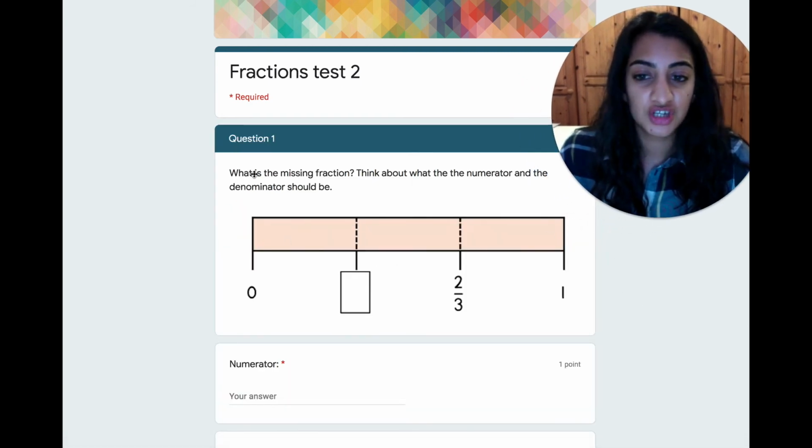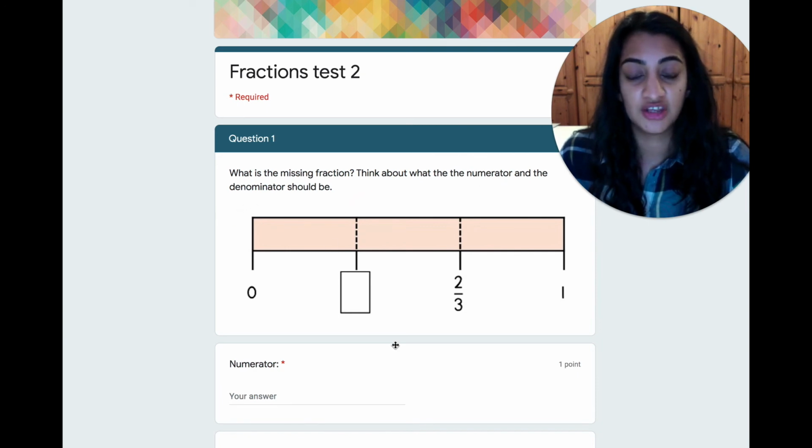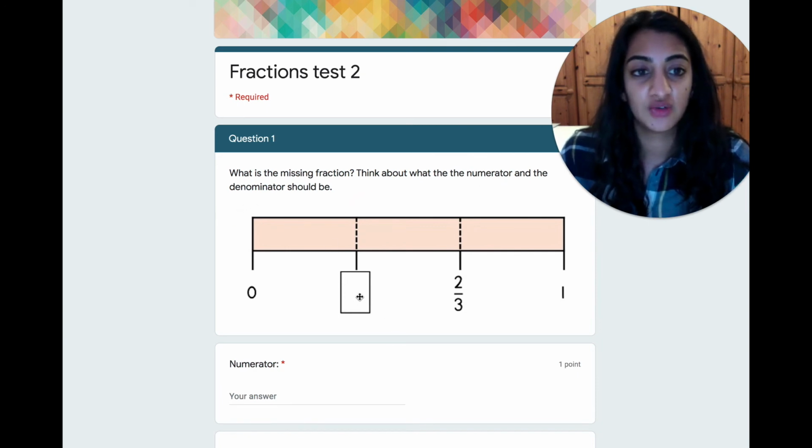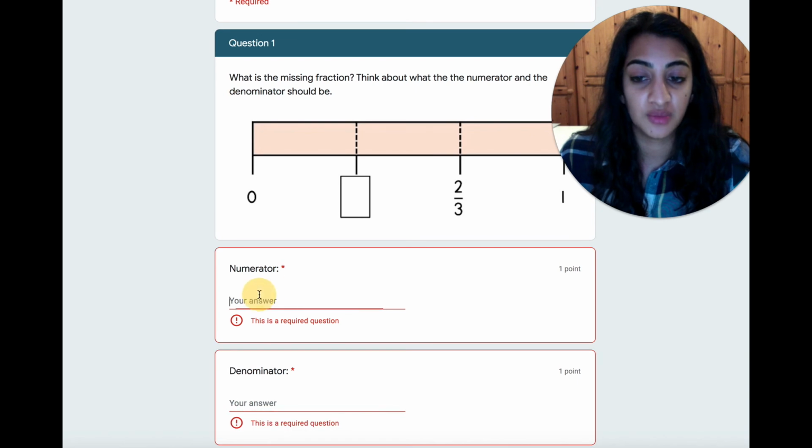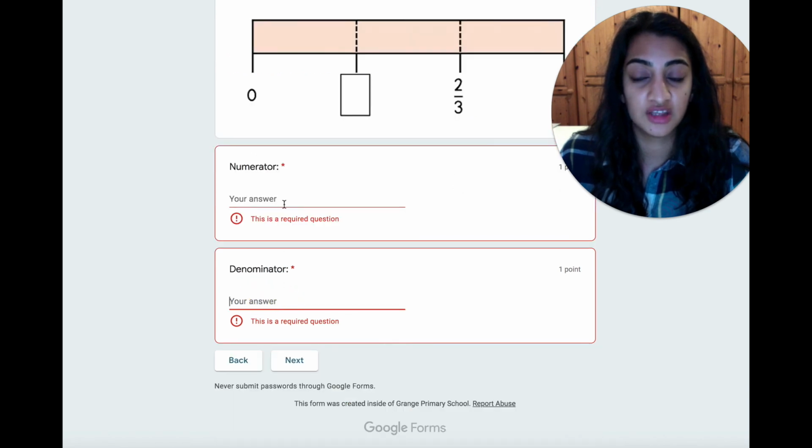The first question, what is the missing fraction? It says think about what the numerator and the denominator should be. So there's a missing fraction and you're going to need to figure out the numerator and the denominator. So you think about what would the numerator be, what would the denominator be, and put the numerator in this box and the denominator in that box.